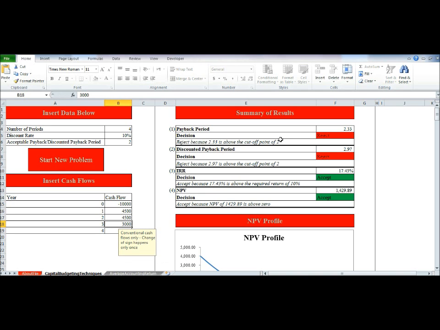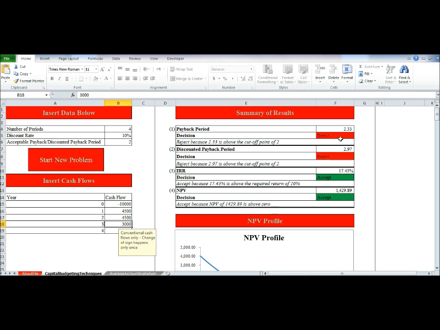And as you see over here, the whole results are going to appear on the right side. So you have the payback period to be 2.33, the discounted payback to be 2.97. If we use these techniques to analyze the project, both of them are going to be rejected because we were expecting cash flows to be covered within 2 years, and they took longer.